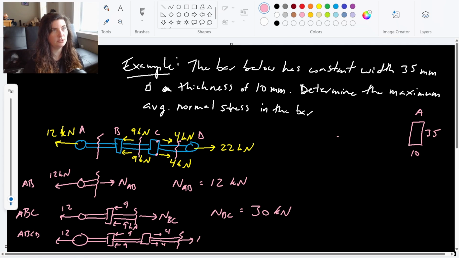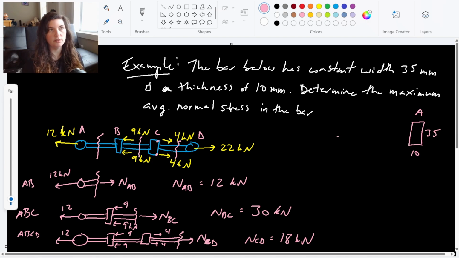Coming out of that cut, just the normal force. We know there's no shear or moment that we're looking at because this is entirely axially loaded, right? There's only forces in our X direction. So this normal force, CD, is going to be our 12 plus 9 minus 4 minus 4. So that's going to give us 18 kilonewtons to bring this out, to put this in equilibrium, right?